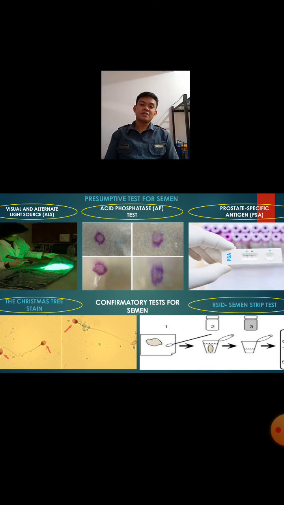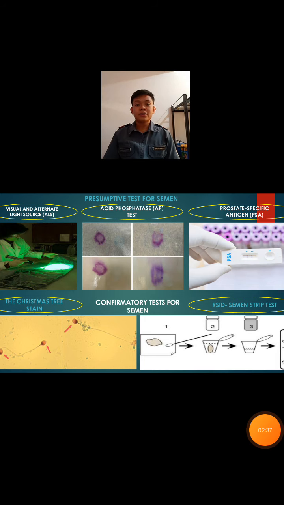Last, the prostate specific antigen. It is also known as PSA or P30, and can be detected in semen. PSA is produced in high amounts by the male prostate gland but can also be found in very small amounts in fecal matter and breast milk.